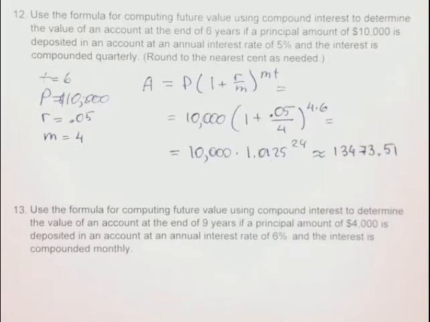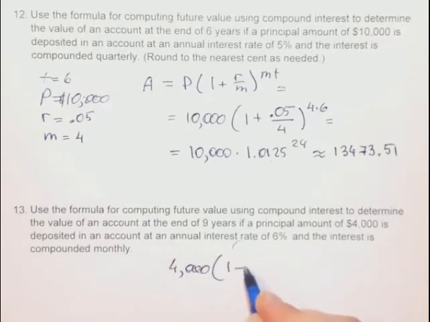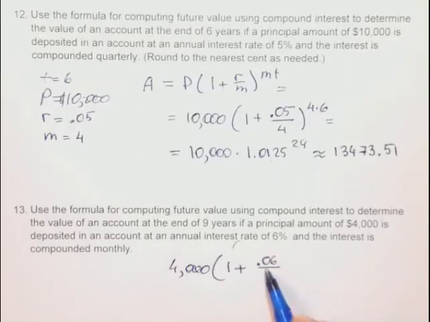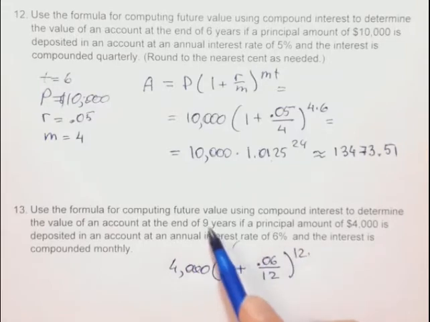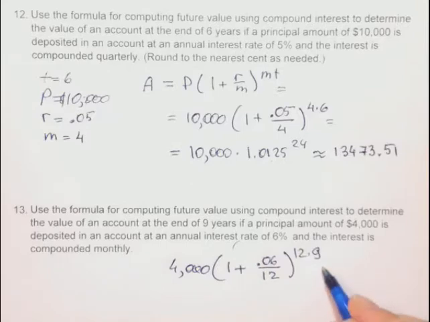The next problem is similar, so in the review there are more problems than we actually need. Again, compound interest, the value of the account in 9 years, principal amount is 4,000, we multiply by 1 plus interest rate 6%, 0.06, compounded monthly, then divided by 12, and raised to the power 12 times the number of years, times 9. So if you have 12 here, then 12 here as well.